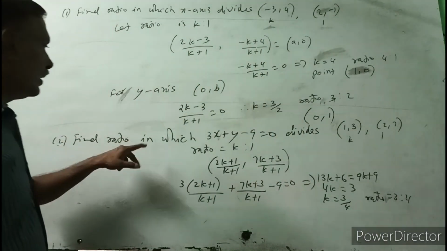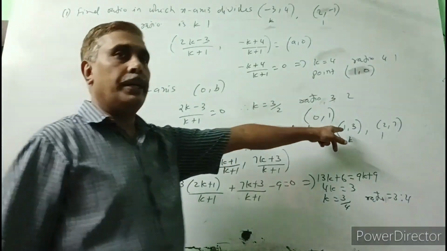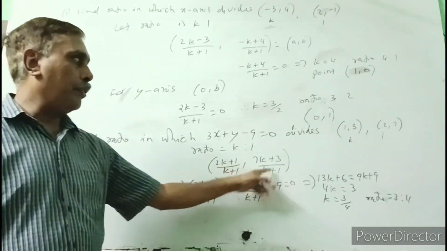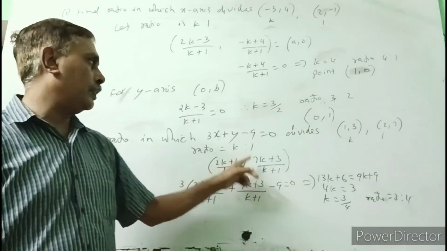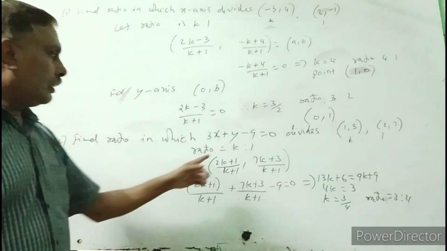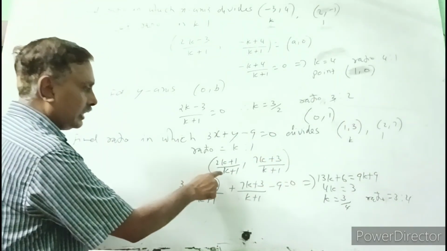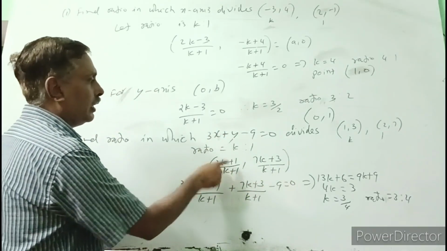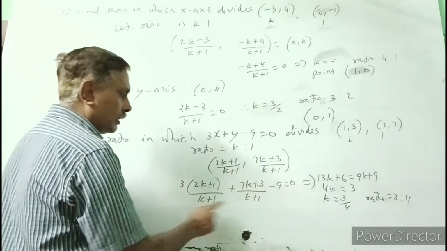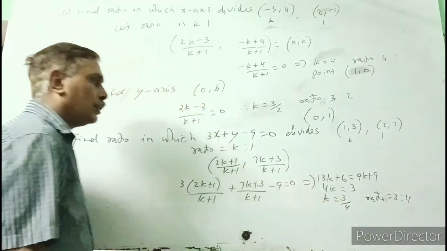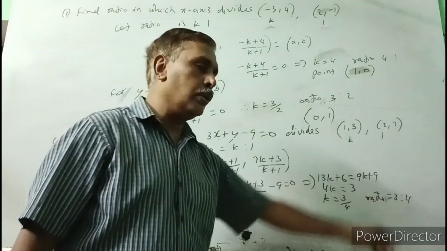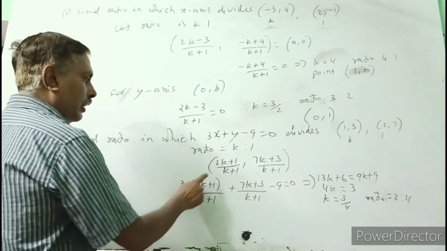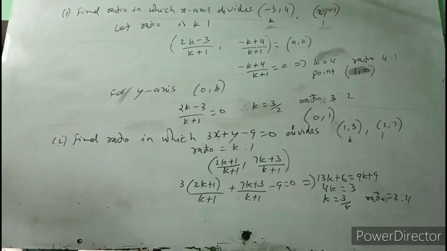Similarly, find the ratio in which this line divides the given line. Same method. You take the ratio as k is to 1 and you get the corresponding point: (2k plus 1) upon (k plus 1), (7k plus 3) upon (k plus 1). This you take as x and this you take as y. Substitute x and y here. In place of x you put this one, in place of y you put this one. Simplify. You will get the ratio as 3 is to 4. K equal to 3 by 4 means the ratio is 3 is to 4. If you want to find that point, put this k in these places, and you will get the point of intersection.